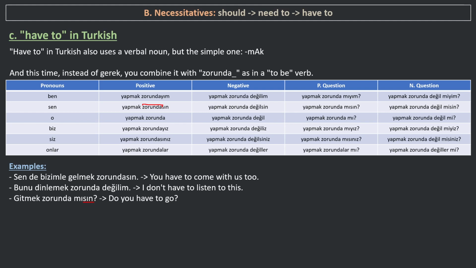And now let's see your examples. Tell me about things you have to do or you don't have to do. Positive, negative, question, it's up to you.